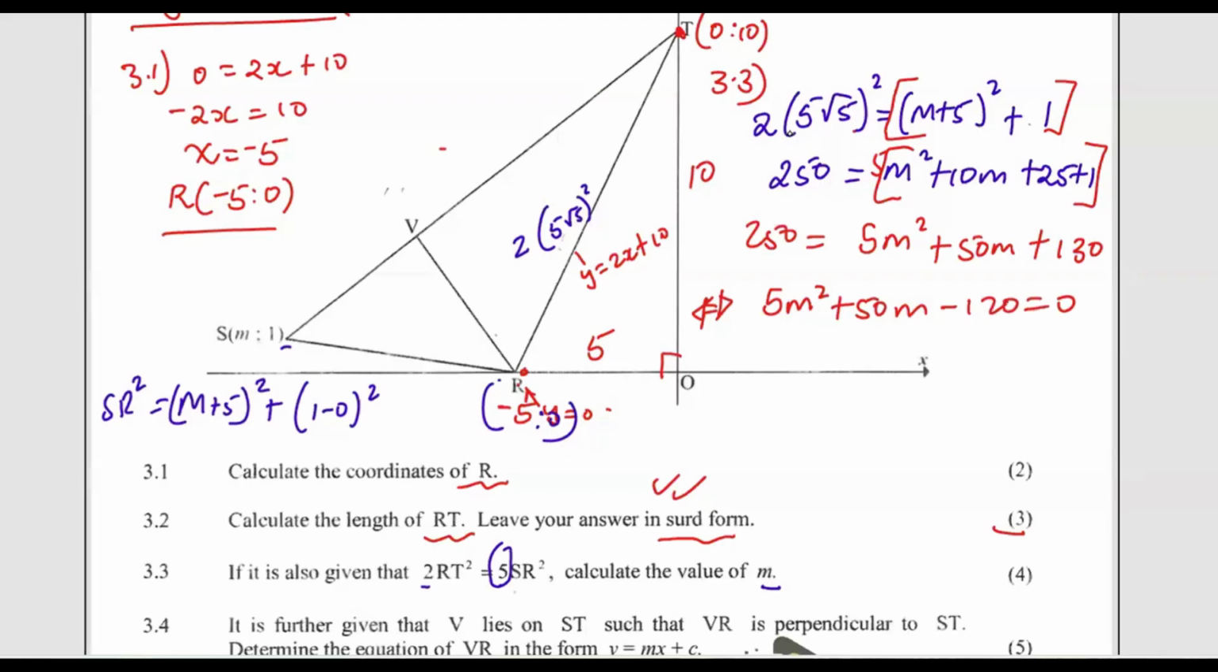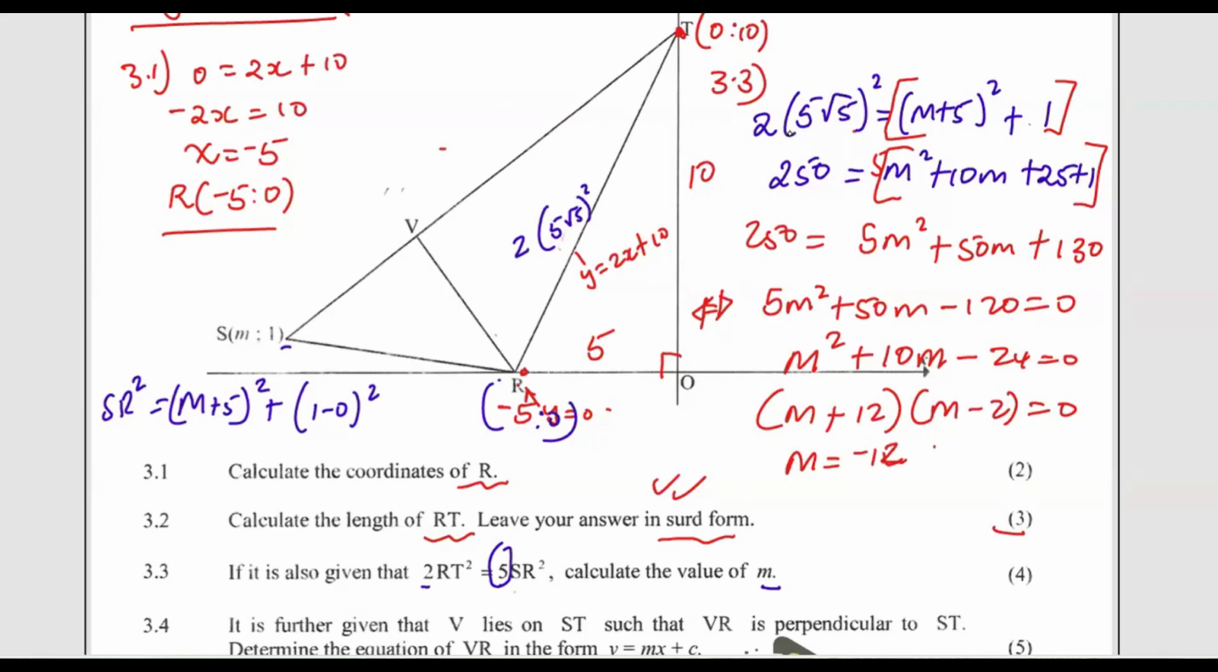I can divide through by 5, okay? So m squared plus 10m minus, what's 120 divided by 5? I'm getting a 24. Gives us a 0. Which two numbers can we look at? Factorize that. I'll have m minus 12. No, it's plus 12. And then m minus 2. Yeah, makes sense. Mean that either m is a -12 or m is a +2.